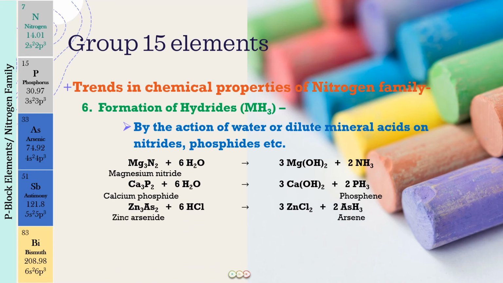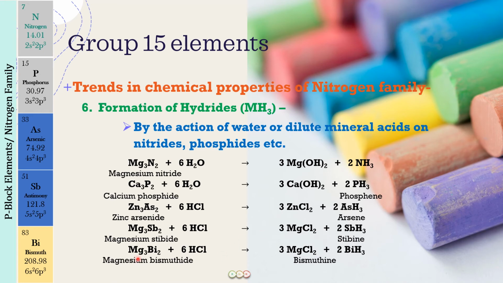Then we have zinc arsenide reacting with a dilute mineral acid like HCl. It forms zinc chloride, and along with that arsenic hydride, which we call arsine, is produced. And then we have magnesium stibide reacting with HCl. So magnesium chloride is produced and stibine is produced. This is stibium hydride or antimony hydride. And then we have magnesium bismuthide reacting with HCl to produce bismuthine. Along with that, magnesium chloride will be produced. I hope these reactions are easy, not difficult ones.